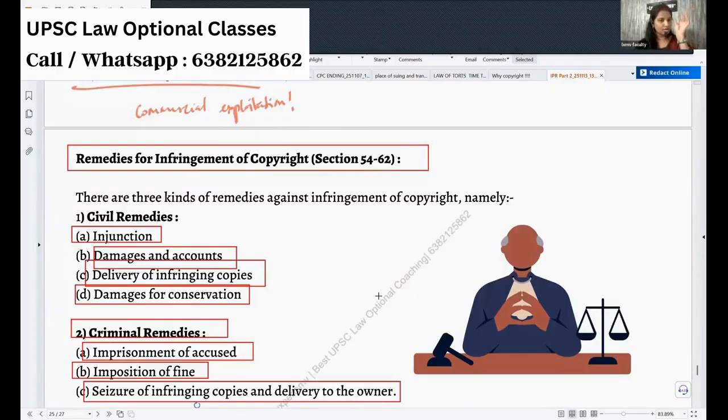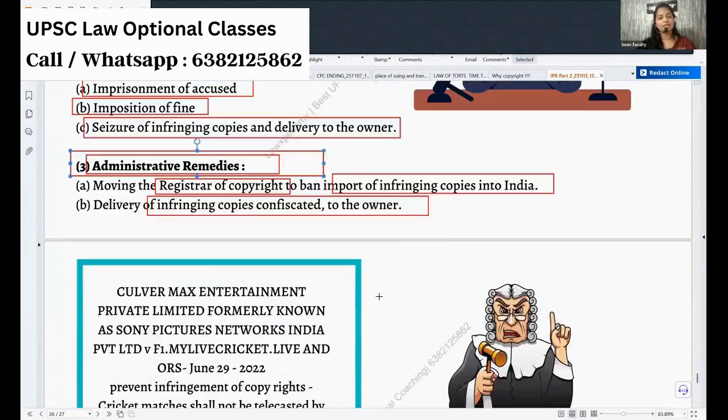So infringement: what is infringement and why is it called infringement? What is the rationale? Then you say what is not infringement, the exceptions. You explain with rationale and finally talk about remedies. Your answer will get a complete form.